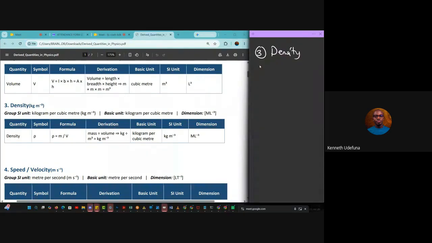Density. And remember, density has a symbol. How do we represent density? Density is represented as rho, like a bent P, like an E, but it is actually not E, it is like P. Okay, then after stating the quantity, what else did I say you should state? The formula.